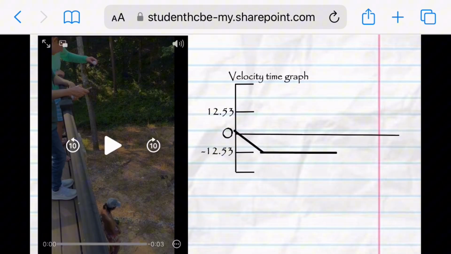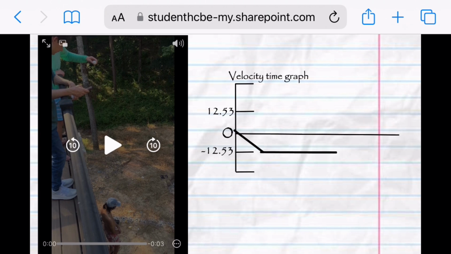Alright, so here's a video of an egg dropping on Adam's head.